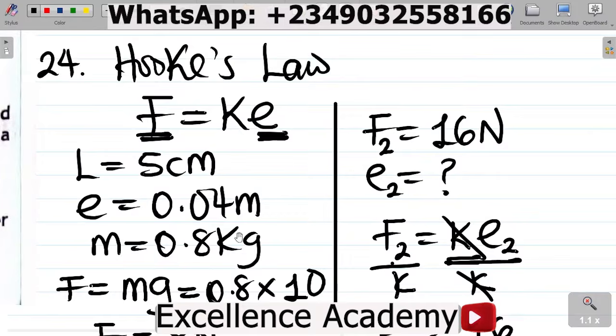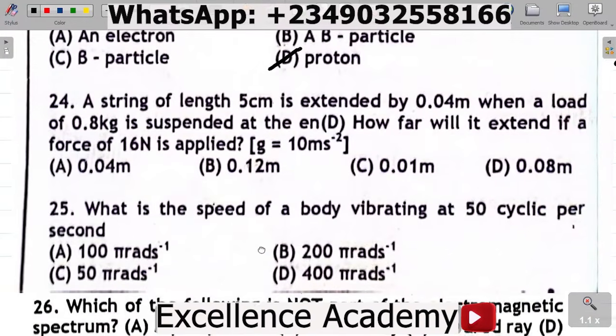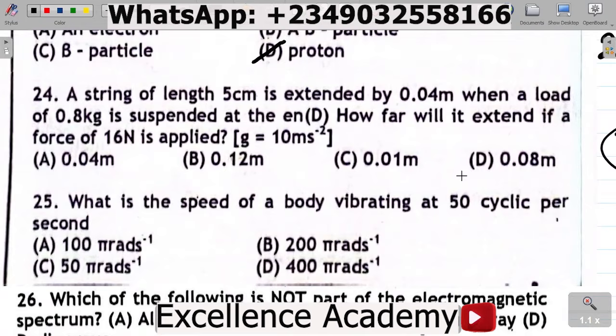I'll check which option has that. But before then, observe that the value of L was given as 5 centimeters, but we did not use it. We did not even need to use it. So take note. All right, let's see 0.08 meters. That's option D. That's the correct answer. Okay, next up, question number 25.